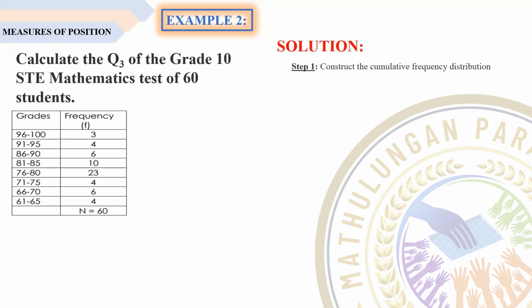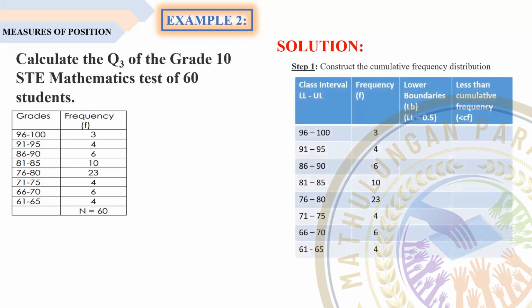So, ang step 1 natin, construct the cumulative frequency distribution. So, ang first column natin is the class interval containing the lower limit and the upper limit based on the table presented doon sa given natin. And then, the frequency is also based on the table na pinakita doon sa ating given. The third column is the lower boundaries. Makukuha natin siya by subtracting 0.5 sa ating lower limit. Then the less than cumulative frequency, which is also based sa ating frequency.